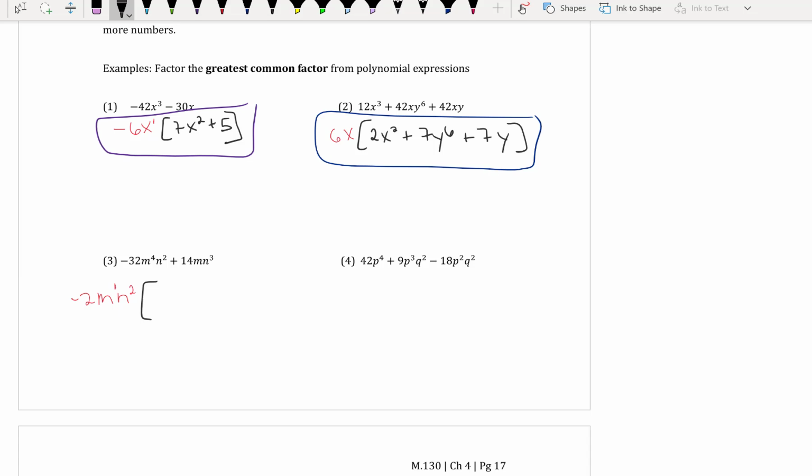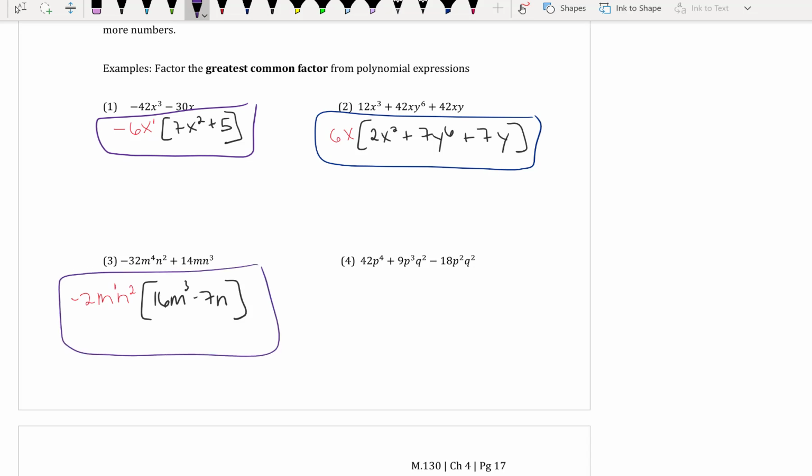So now that GCF is what I'm going to be dividing from each term. So negative 32 divided by 2 is going to give me a 16. I'm going to have an m cubed, and the n's cancel out. Plus, now I have a 14 divided by a negative 2, which would give me a negative 7. So I'm going to change that to a negative, or subtraction. Subtract 7. The m cancels, and it looks like you need one more m for your final answer.